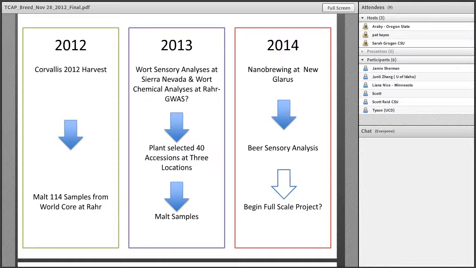The one area that we weren't able to sample very well was the Asian food varieties, and that was because the lines did not yield enough grain for our purposes when they were grown in the Willamette Valley.